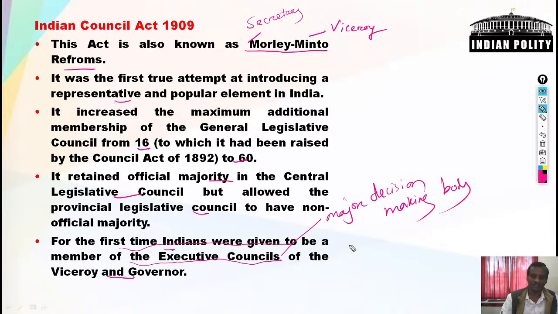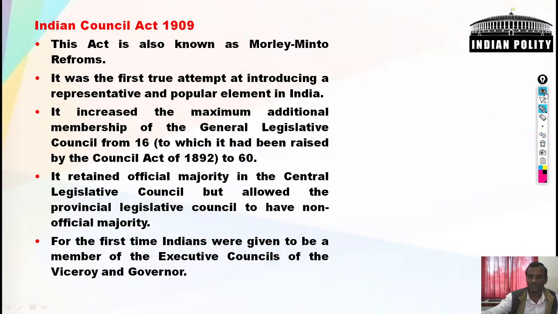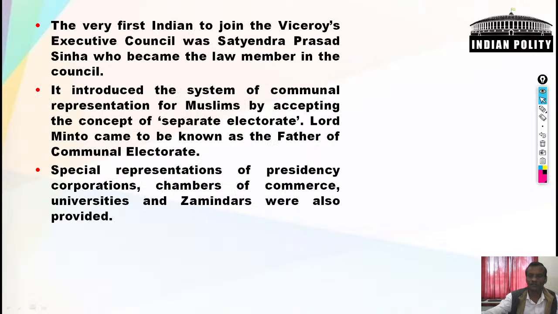एवं दैट इज सत्येंद्र प्रसाद सिन्हा. Satyendra Prasad Sinha became the first Indian to be a member of it. Okay. So Satyendra Prasad Sinha became the first Indian to be a member. It might have been written, but still remember the thing was that the very first Indian, yes, it is written here. That is Satyendra Prasad Sinha. Yes. So please remember Satyendra Prasad Sinha.